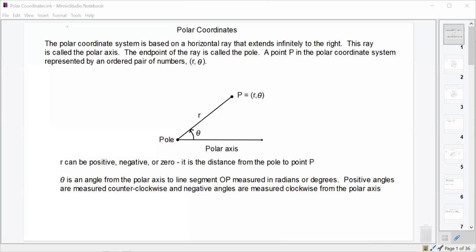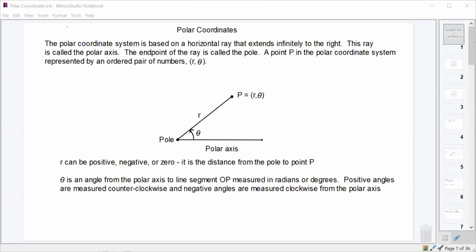So the polar coordinate system is just like the rectangular coordinate system in that it's a way that you can graph different equations. But the polar coordinate system is really good for graphing things that are circular, things that are cyclical, we'll say, things that repeat over and over again. So things that include sines and cosines of angles are really easily graphed in the polar coordinate system. The polar coordinate system consists of a polar axis.